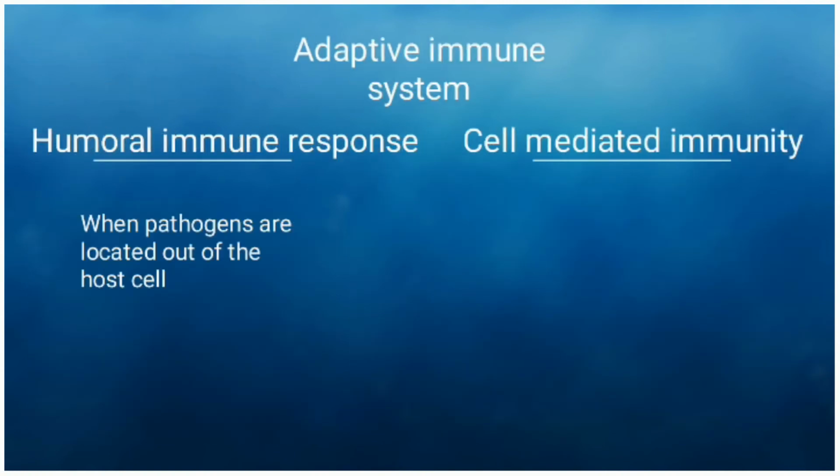Sometimes a pathogen can be so strong that our innate immune system cannot handle it, and that's why we need our adaptive immune system. This system is also divided into two: humoral immune response and cell-mediated immunity. The humoral immune response is responsible for attacking pathogens, while cell-mediated immunity is responsible for eliminating all infected cells.